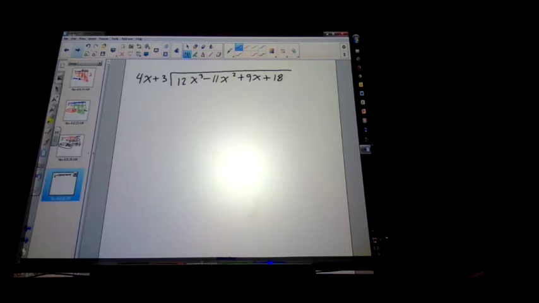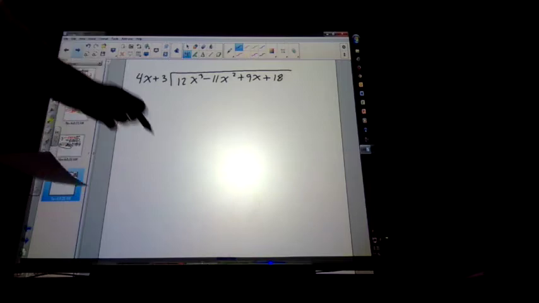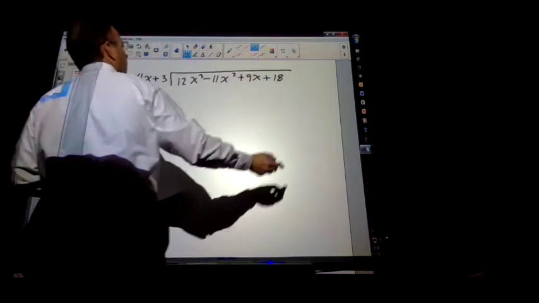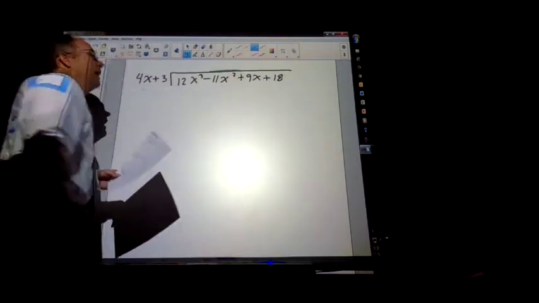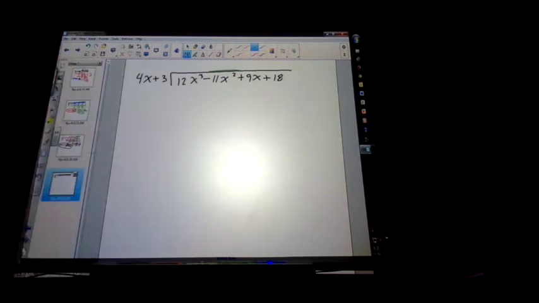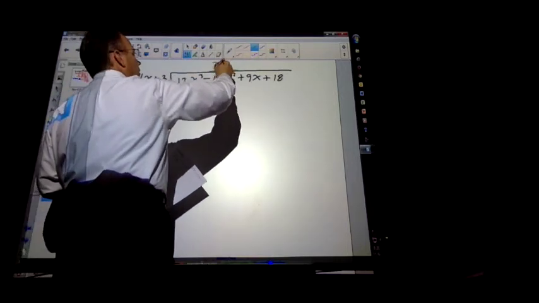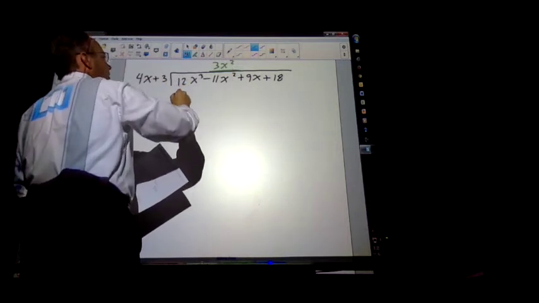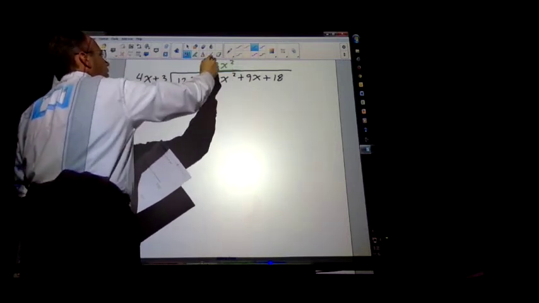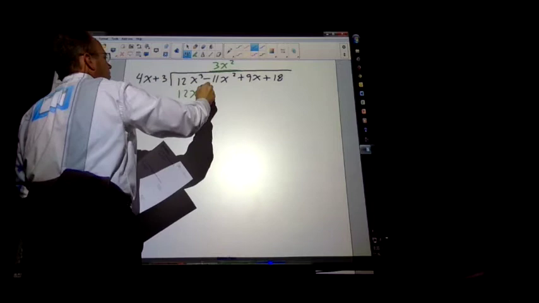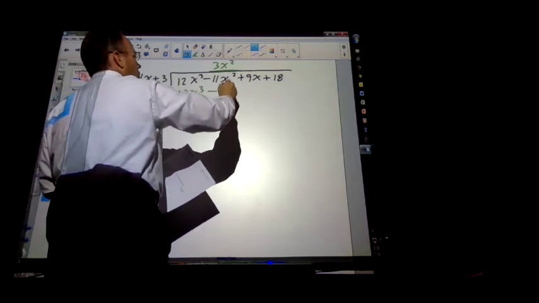We're almost done. Okay, I'm dividing by 2 terms, so what should I line up over? There you go. Thank you. What do I need to multiply by 4x to get 12x to the third? 3x squared. Good. So 3x squared times that is going to give me 12x to the third. 3x squared times that is going to give me negative 9x squared.